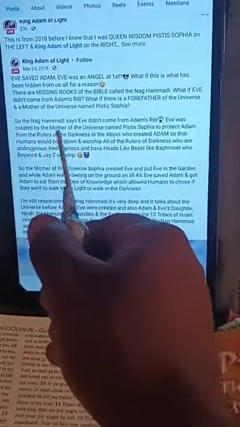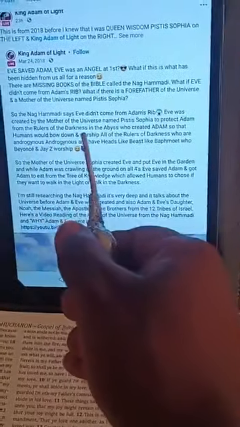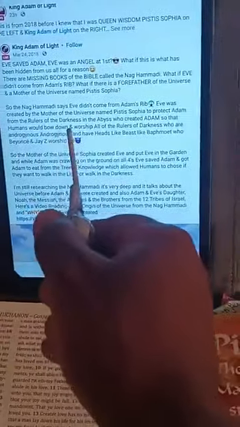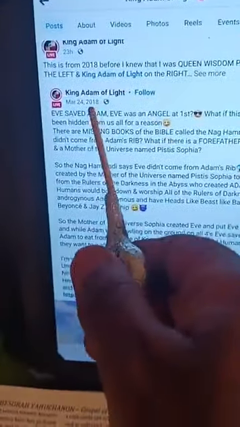Eve was created by the mother of the universe named Pistis Sophia to protect Adam from the rulers of darkness in the abyss, who created Adam so that humans would bow down and worship all the rulers of darkness. So this is from 2018. So I've been sharing the truth before the 400-year slave prophecy came to an end. The slave prophecy came to an end in 2019. So, I'm John 14:26. I'm already ahead of anybody who tries to come down here.